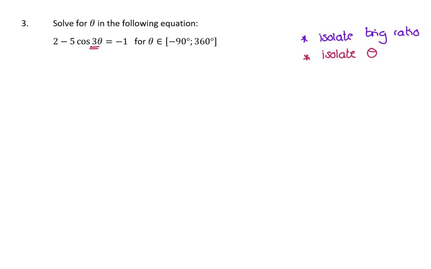So first of all, we need to isolate our trig ratio. These are separate terms, so be very careful. You can't do 2 minus 5 and get negative 3 because this is separate to the minus 5. The minus 5 is attached to the cos 3 theta, so that would be a huge issue.